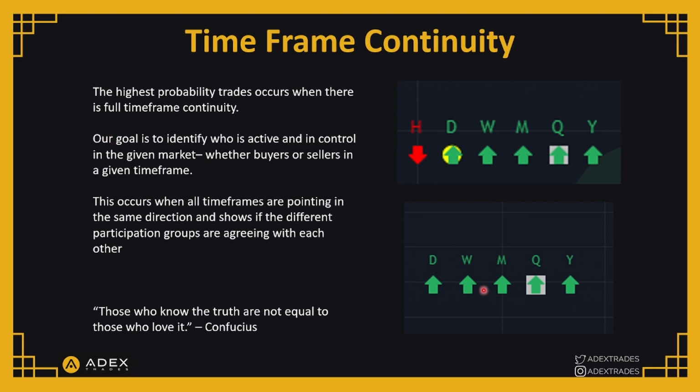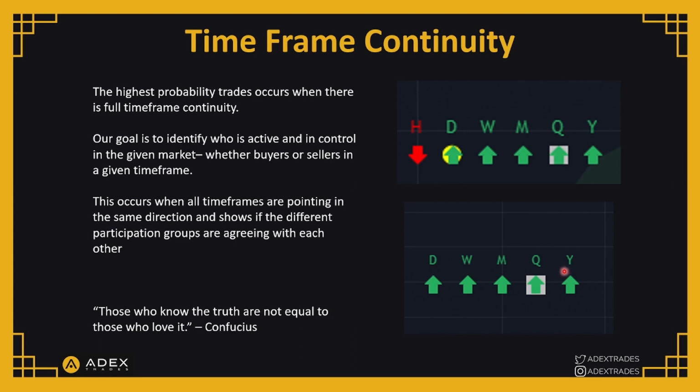All right. So this indicator right here, we have that strat indicator that's in TradingView. This is referring to full time frame continuity to the upside. We have the daily pointing up, the weekly pointing up, the monthly pointing up, the quarterly pointing up, and the yearly pointing up, right? This is an example where you don't have full time frame continuity because you have the hour that is pointing down and it's red, but then you have the day green, the week green, month green, quarter green, and yearly green.